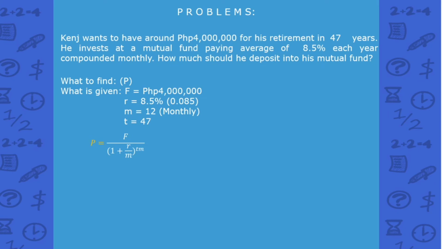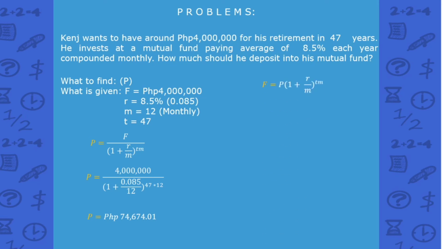So we'll use the formula P equals F over 1 plus R over M raised to T times M. Substitute the values and we get this. Now we calculate and we have the value of 74,674.01. So if Kench wants to have around 4 million pesos in his retirement in 47 years, he needs to deposit a total amount of 74,674.01 pesos.